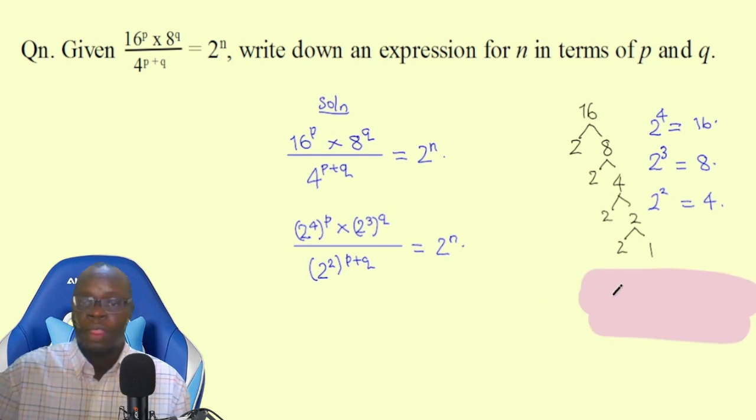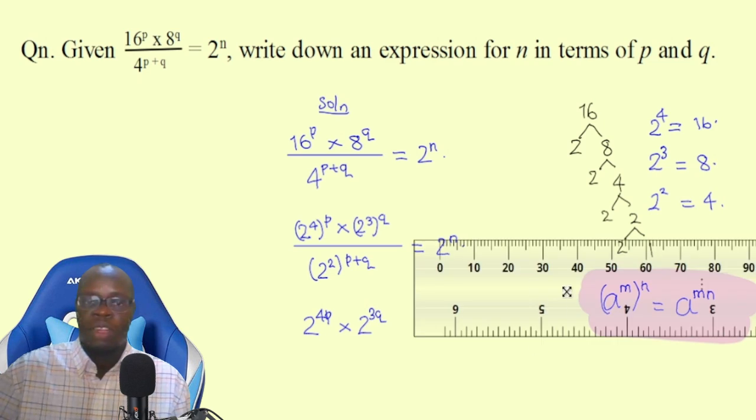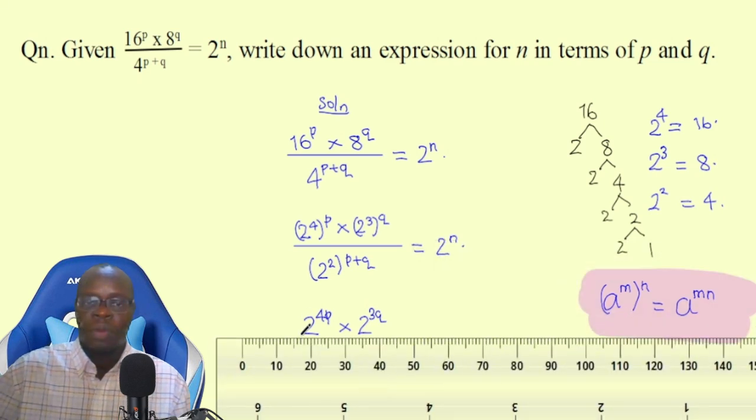If you have a to the power of m, and the whole of this is raised to power n, this can be written the same as a to the power of m times n. Using this rule, we can apply here, and we have 2 exponent 4 multiplied by p simplifies to 4p. Then the second one is done in the same way, we have 2 exponent 3q, and we divide by the denominator.